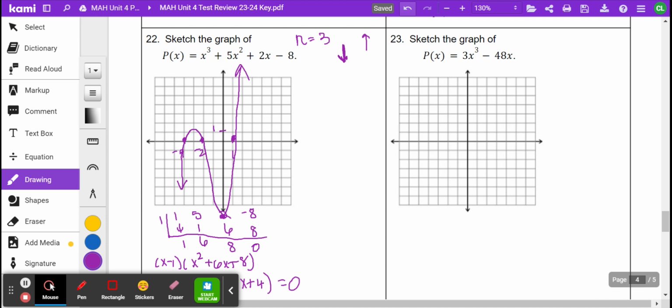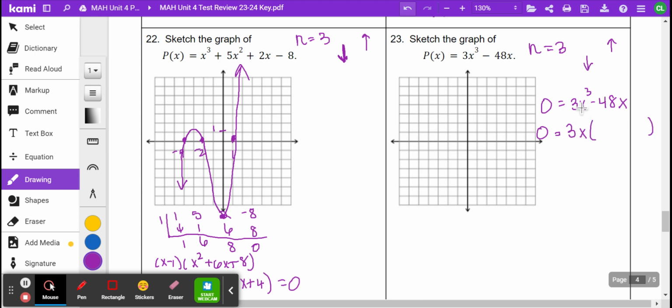For problem number 23, n is equal to, and see if you can think about what the end behavior looks like. It's the same as the last one. N is 3, down on the left, high on the right. We don't reflect because we don't multiply by a negative. So now what we're going to do is set this equal to 0. You could do synthetic division, but what I'm seeing is a GCF.